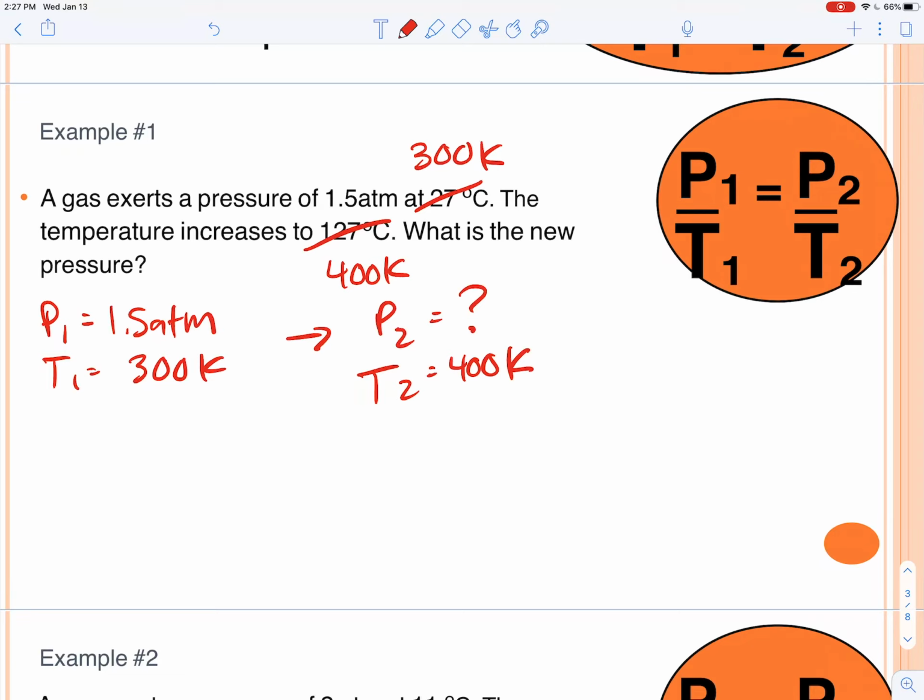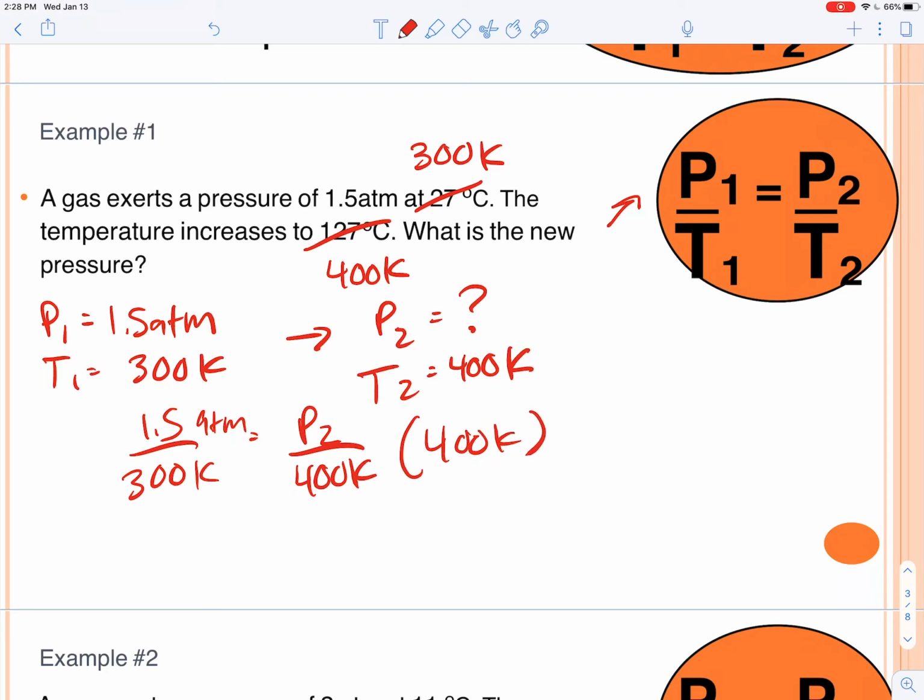Now that I've got everything in the units I want, I can plug it into my equation, which you see here. So 1.5 over 300 equals P2, which we don't know, over 400 Kelvin. To solve, we just multiply both sides by 400 Kelvin. These cancel out, and we're left with 400 times 1.5 divided by 300.